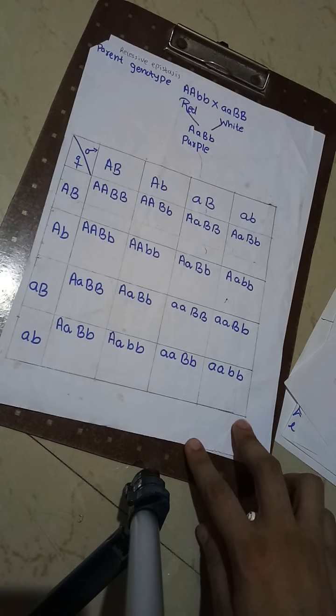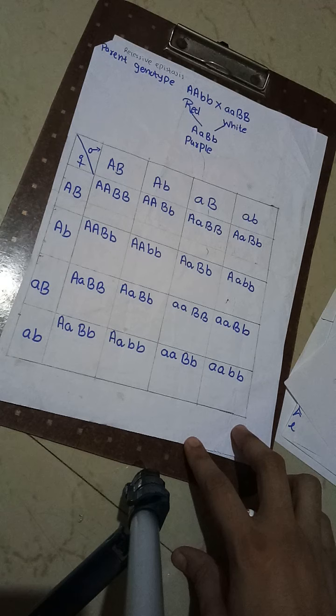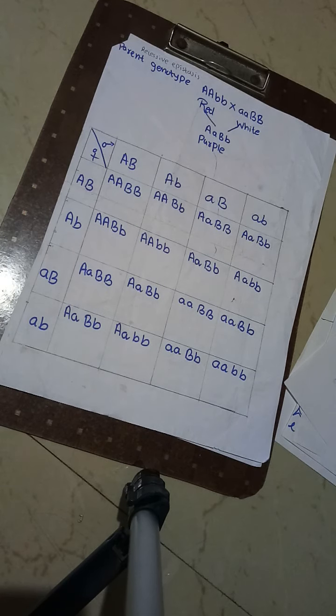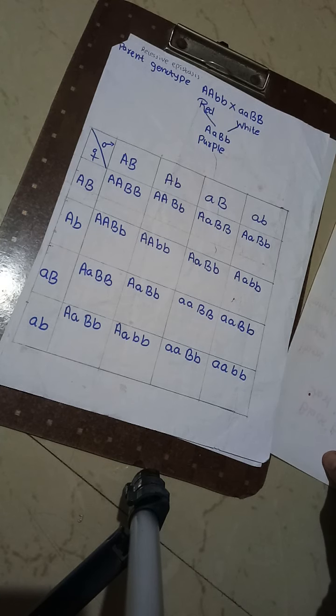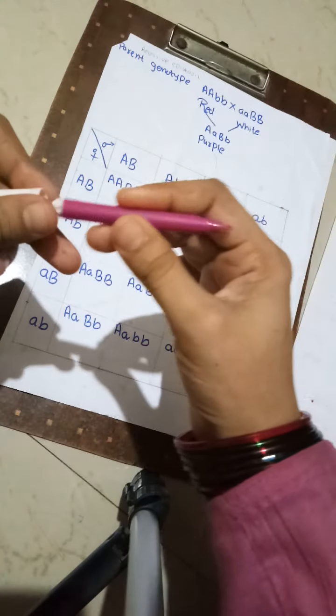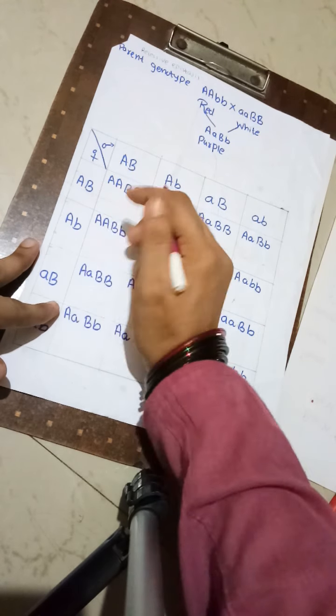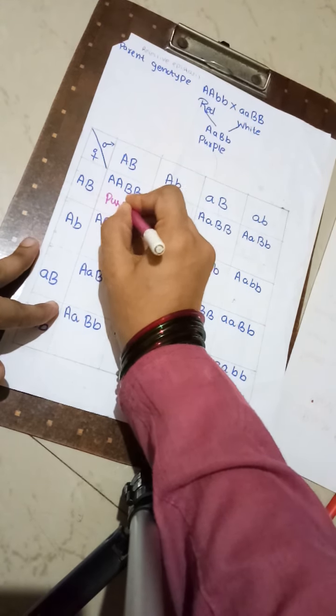Now for this I have made the table already, because we have a very good practice of making tables till now. The same table will be there because I have taken the same labeling of the genes. But making the table is not the task here. Now tell me which will be purple. Capital A, capital B. This will be purple. Yes, here capital A is present, capital B is also present, so this will be purple.